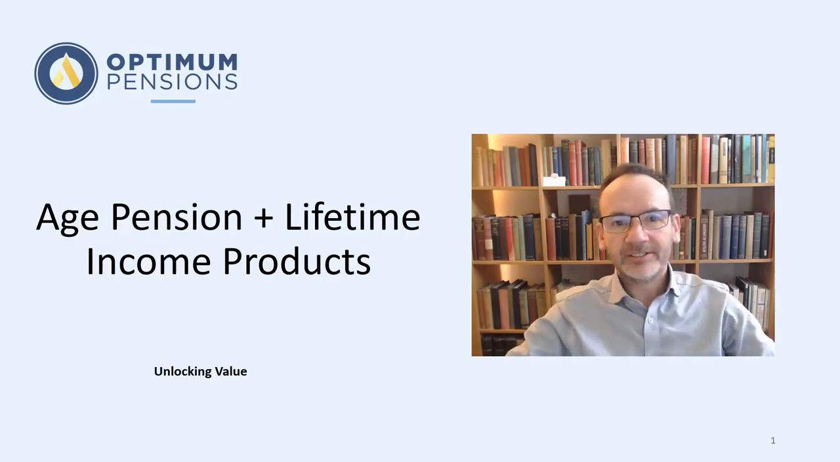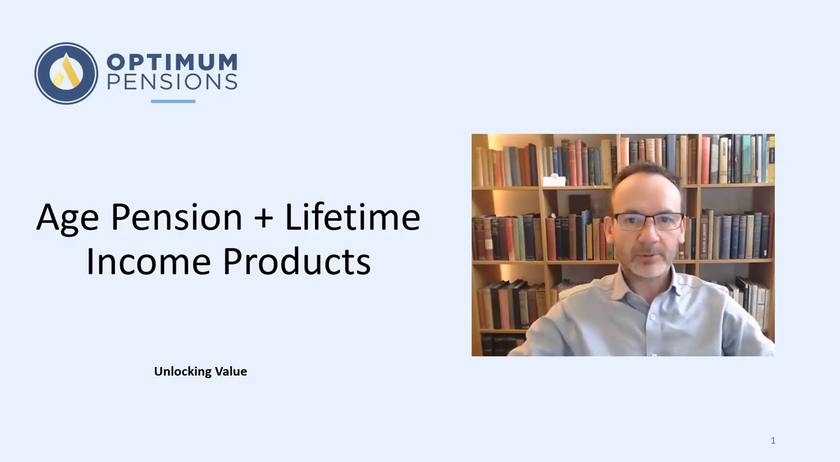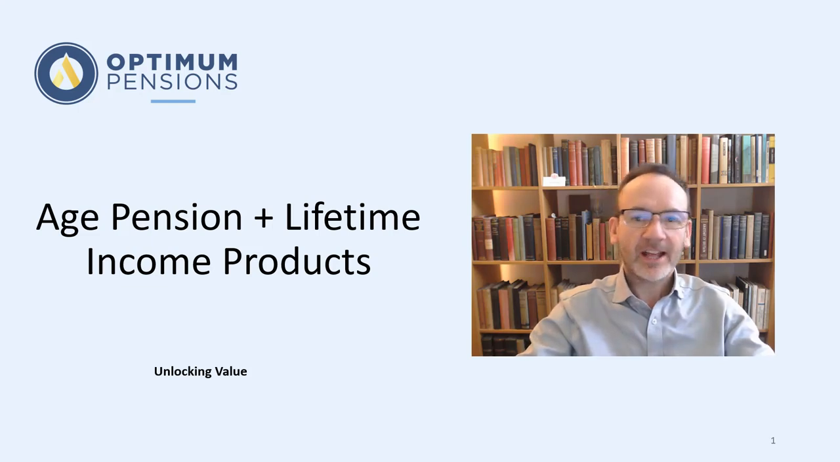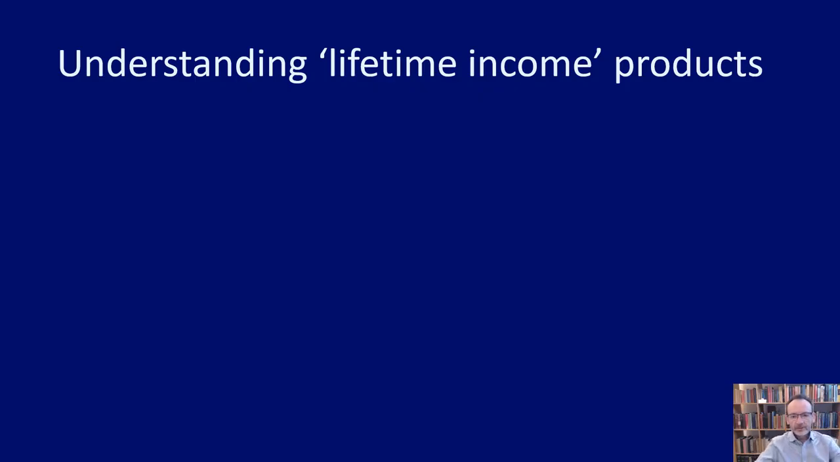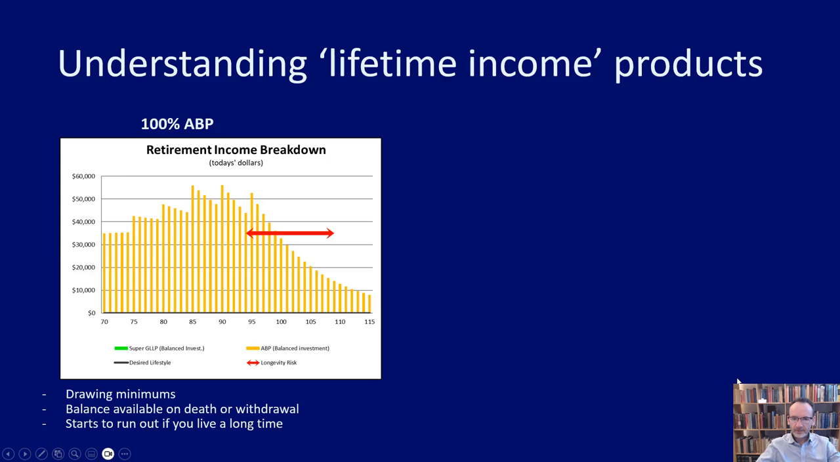Hi, I'm Jim Hennington. In today's video, we're going to talk about lifetime income products and their impact on a retiree's age pension income. So firstly, what do we mean by lifetime income products? Typically, the retirement option most superannuation funds have at retirement is an account-based pension.